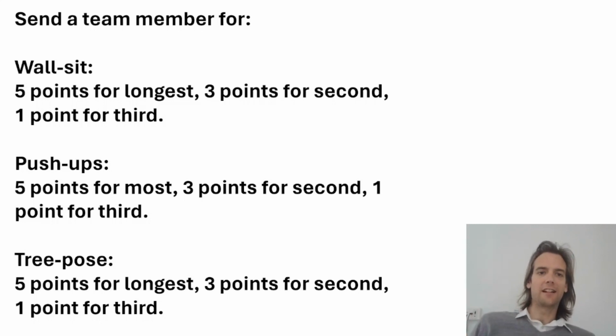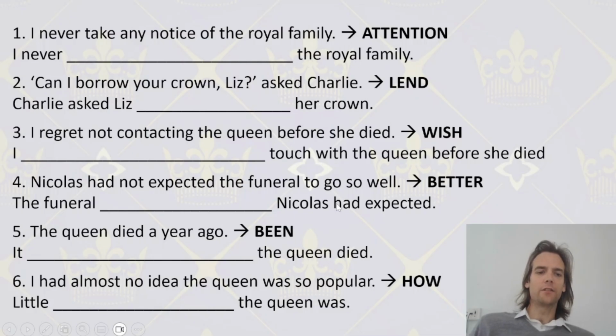So you've done your workouts. If you're just watching this video by yourself, do a little workout. See if you can last for 90 seconds like I did. See if you can do 50 push-ups like I did. Good luck. And see if you can do tree pose for 2 minutes like I did and the winner did. And we'll move on to Use of English Part 4.